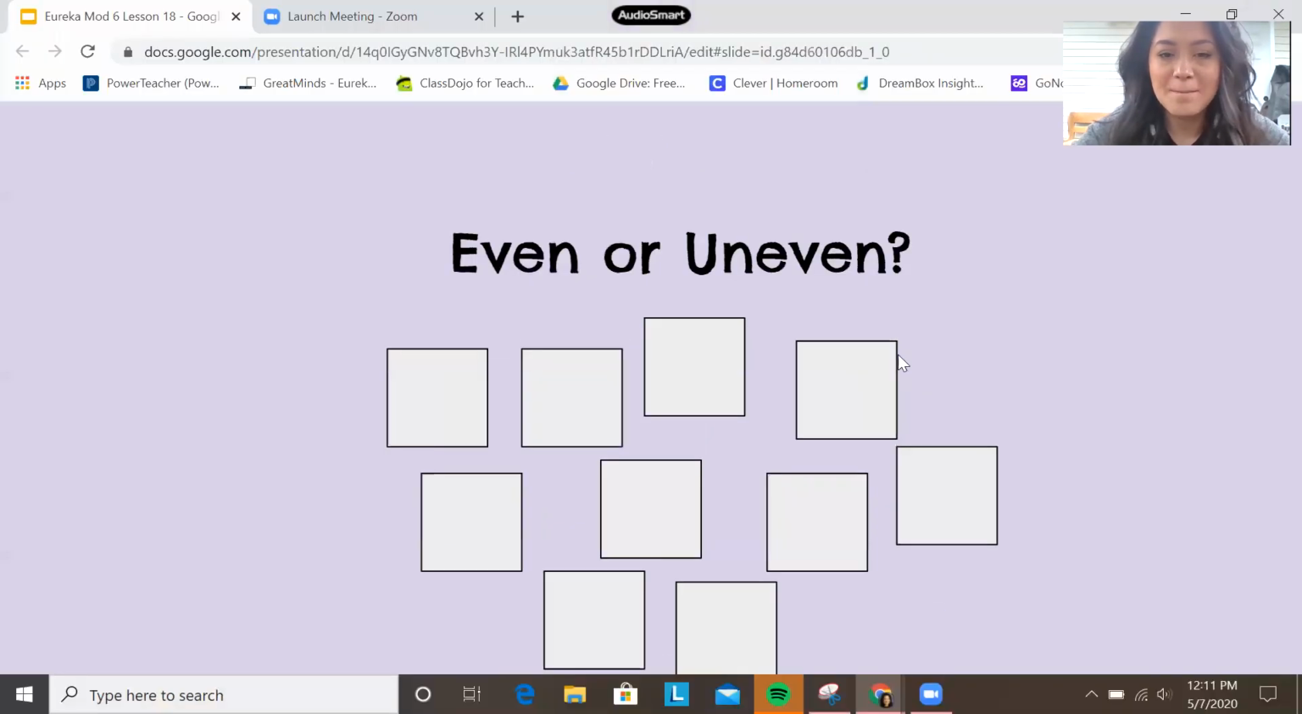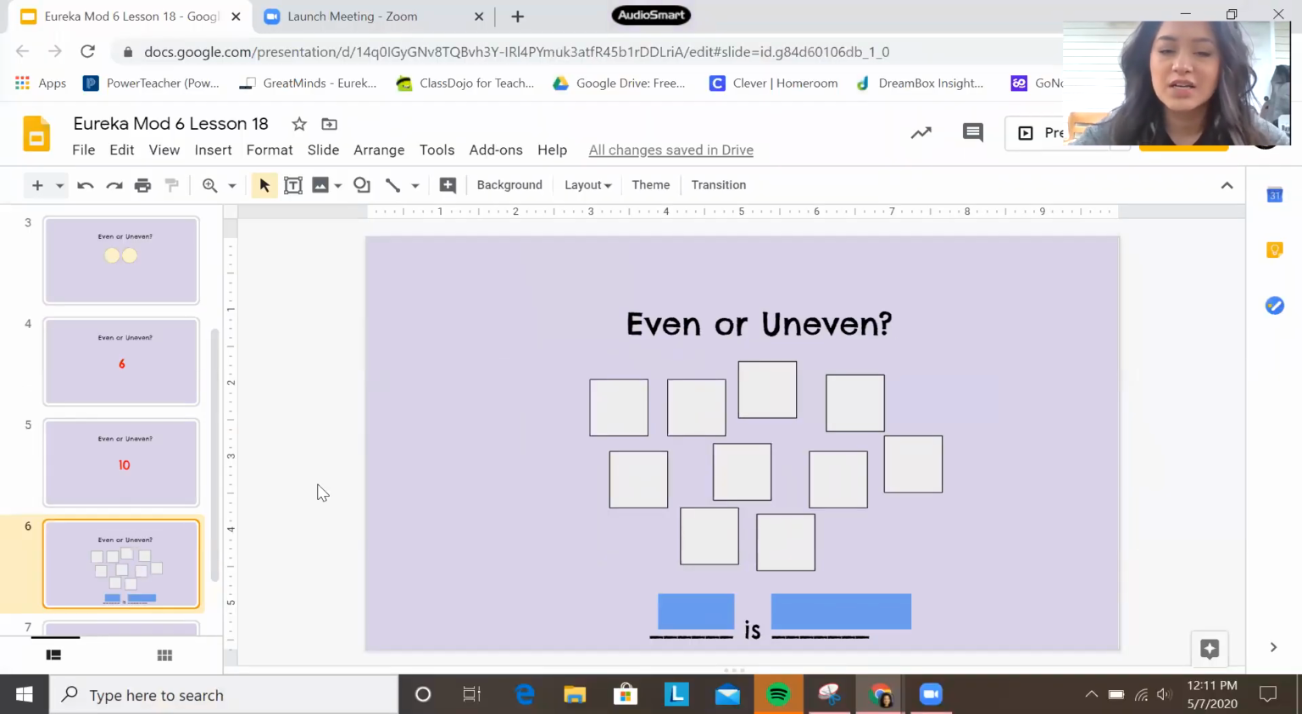Now we have a picture of a ton of objects, and I want to know, even or uneven? If you think it's even, put your hand on your head. If you think it's uneven, put your hands on your shoulders. Even or uneven? I'm thinking a lot of you have your hands on your head. Let's see if your answer matches mine.